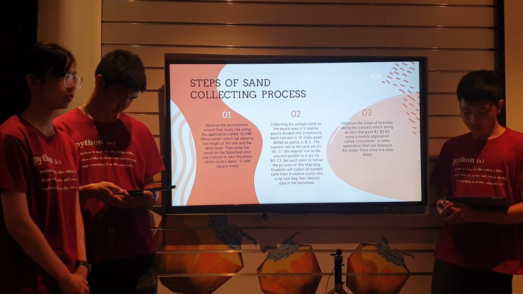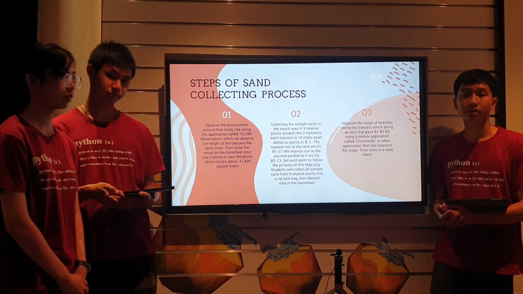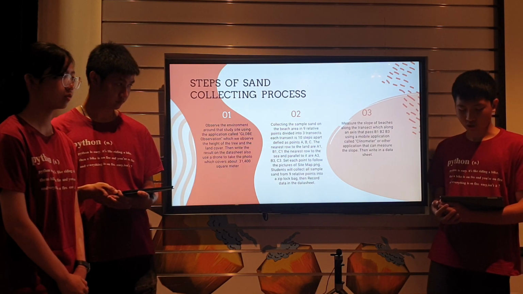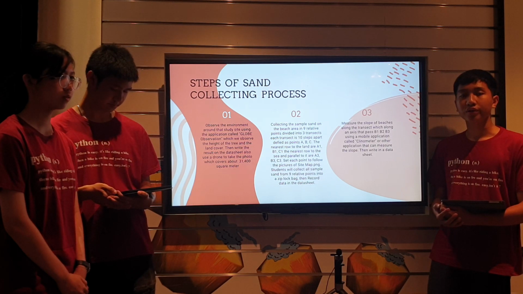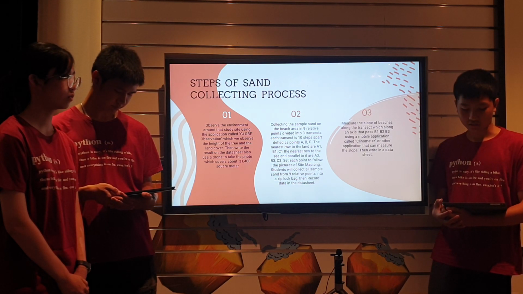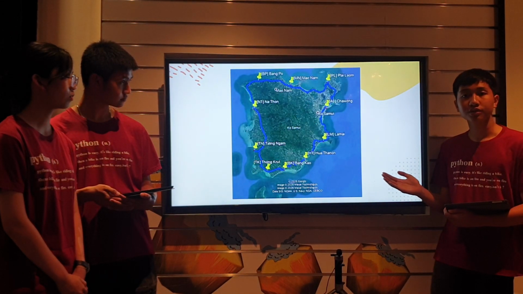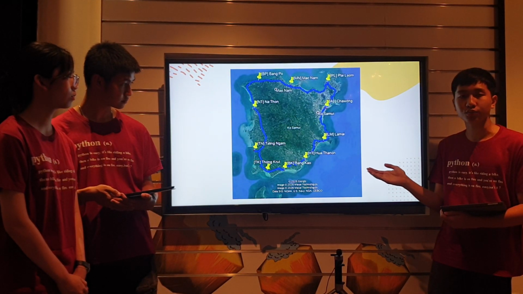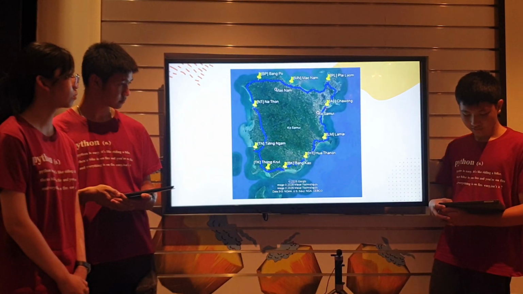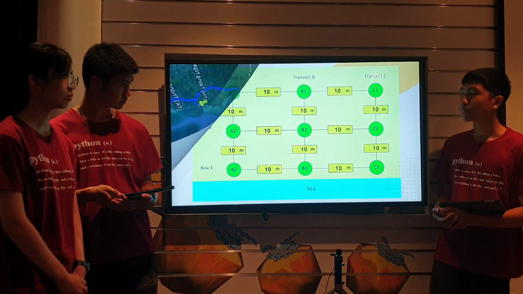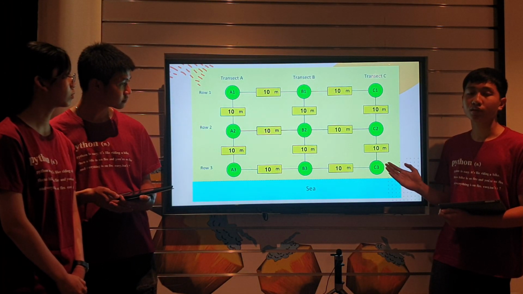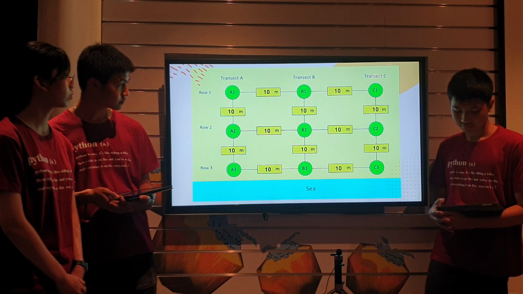Third step, measure the slope of the beach using the application on a mobile phone called Clinometer, or you can use another application. This is a picture of the area around Samui Island. This is the 9 relative points where we collect the sand.